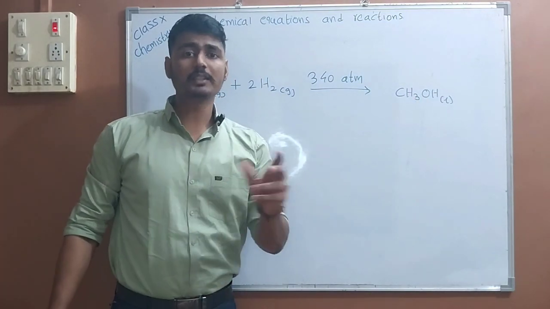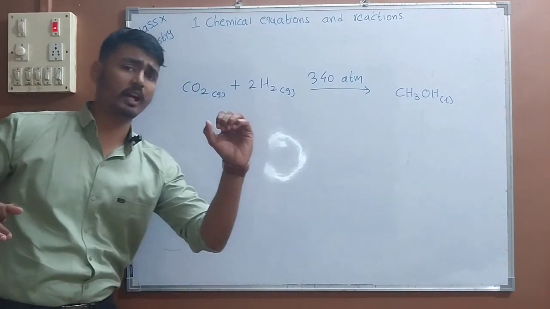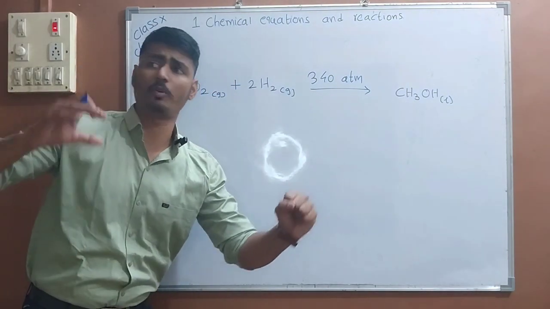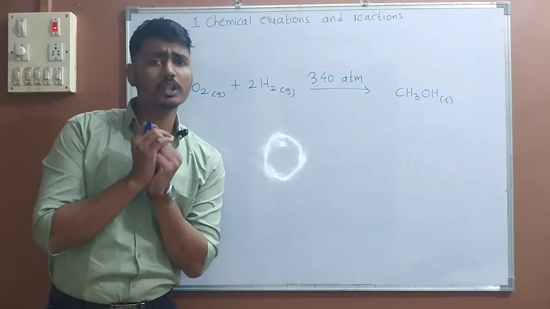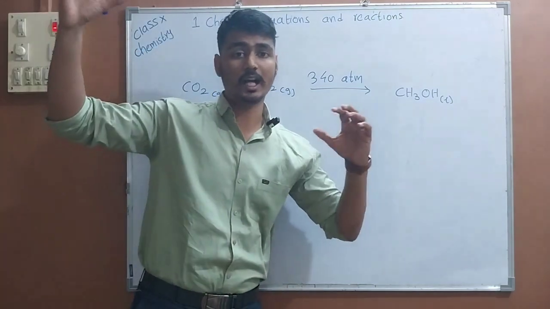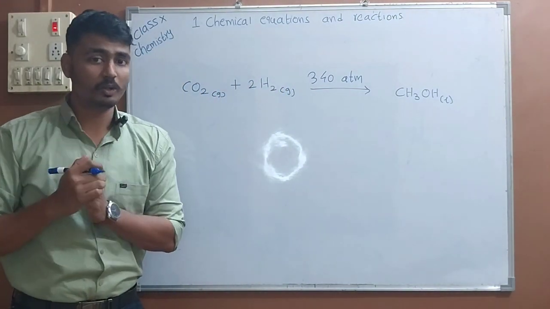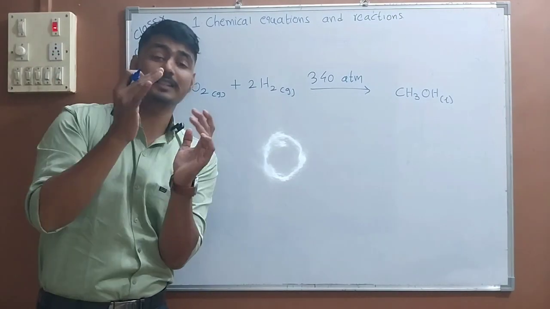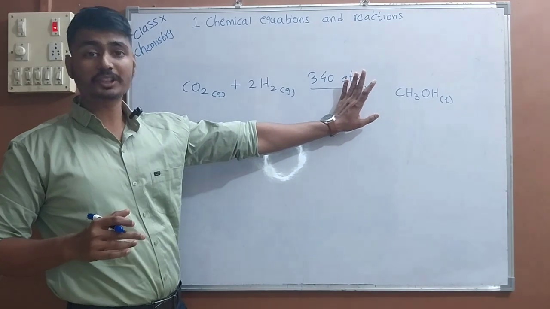So let's imagine gas. Gases have intermolecular distance. One molecule of gas is here, another molecule is here, another is here, and the liquid particles are closer to each other. So gas particles are away from each other and liquid particles are closer. How does it happen? Because the gas particles are being compressed or pressurized. So this is the reaction condition.